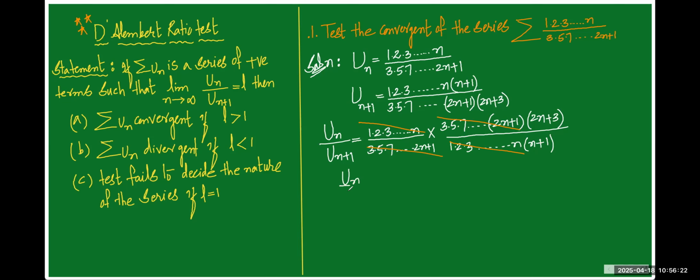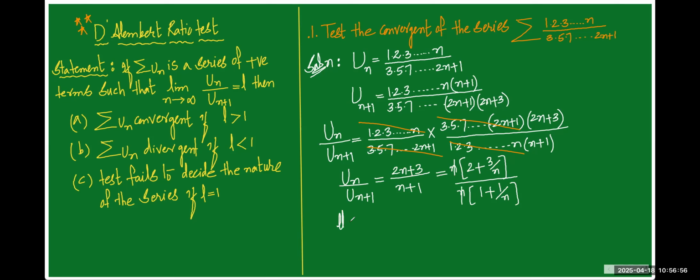Un by un plus 1 value is equal to, if you notice what's left, we are left with 2n plus 3 by n plus 1. Very good. If you take n common and cancel it, we are left with 2 plus 3 by n, divided by the denominator, where if you take n common we get 1 plus 1 by n. Before applying the limit, make sure that there is no n term. This n and this n cancel.